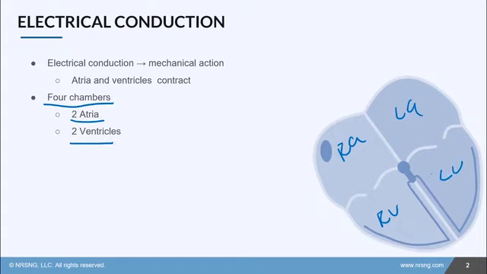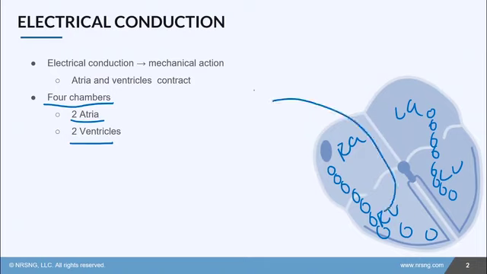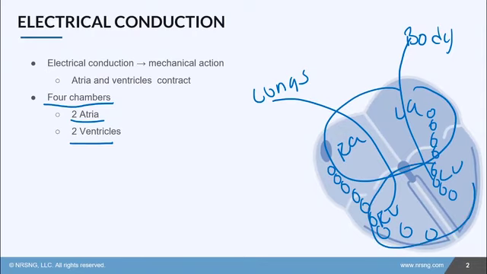If you remember from our good old A&P days, whenever the right atrium contracts, it sends the blood to the right ventricle. When the left atrium contracts, it sends the blood to the left ventricle. The right ventricle sends it to the lungs, and the left ventricle sends it to the rest of the body. In order for the atria and the ventricles to contract, we need to have electrical conduction. Without electrical stimulation, we will not have any type of mechanical action.